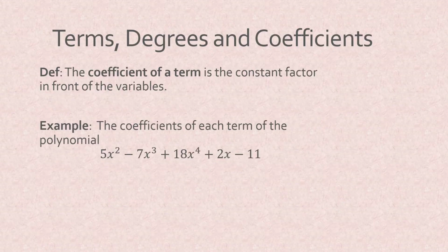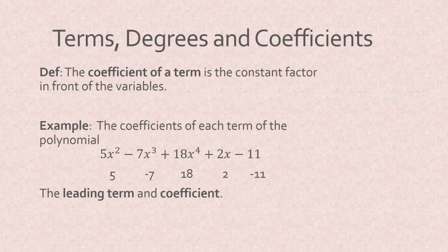Next is a time to define what is meant by the coefficient of a term, which is the constant factor in front of the variables. So there's the 5, there's the negative 7, the 18, which is the coefficient on the x to the fourth term, the 2, and then the negative 11. Be aware, see how the negative coefficients took on the negative value.